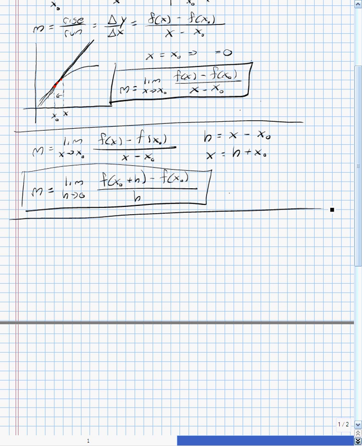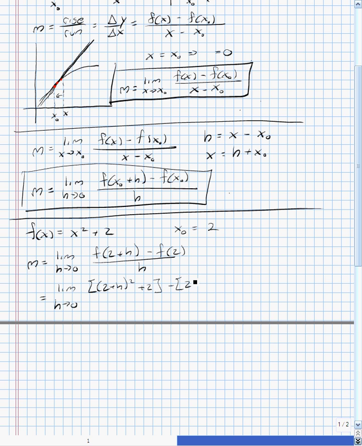Now we'll make our calculations a little bit. In the next example, we'll actually be calculating the slope of an equation at a certain point. We'll use f of x is equal to x squared plus 2 as our equation. We'll have our point x naught equal to 2. So rewriting this equation right here, we have m is equal to the limit as h approaches 0 of f of 2 plus h minus f of 2 all over h. Inserting the equation of f of x in for f of x, we get the limit as h approaches 0 of 2 plus h squared plus 2 minus 2 squared plus 2 all over h.